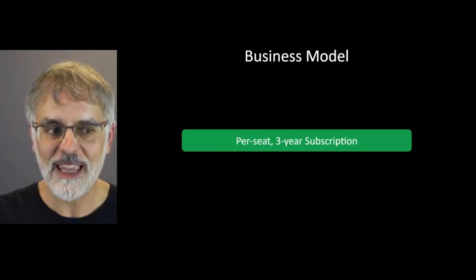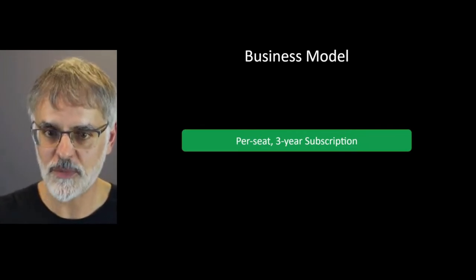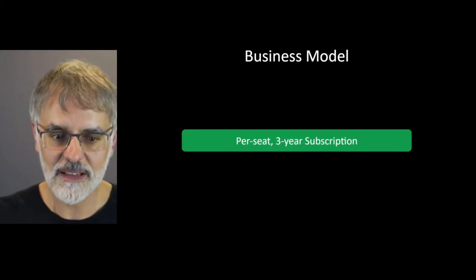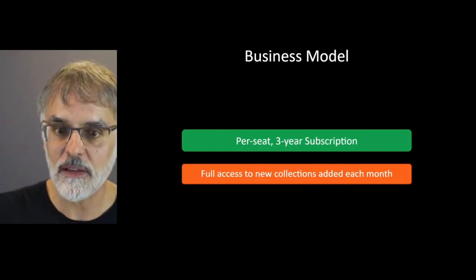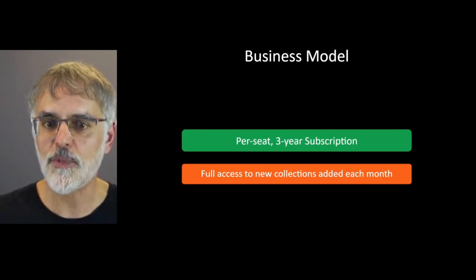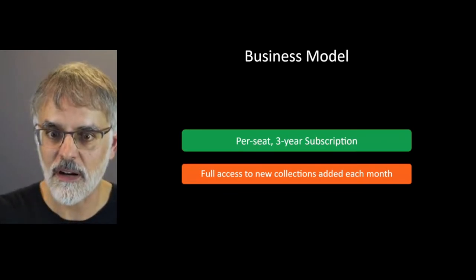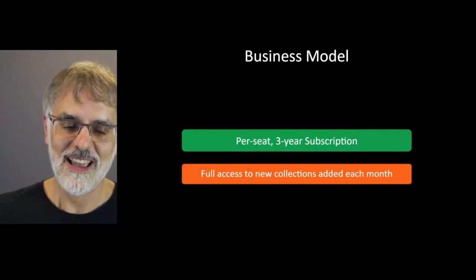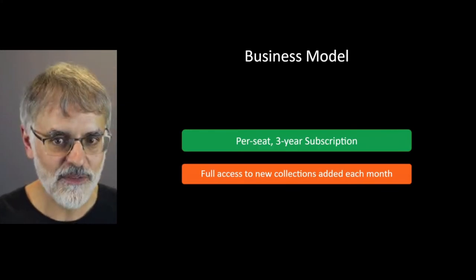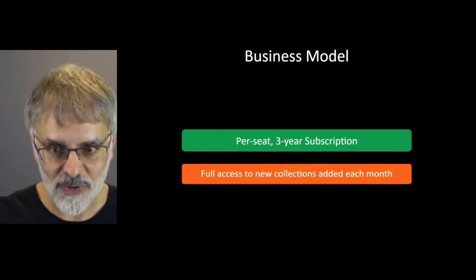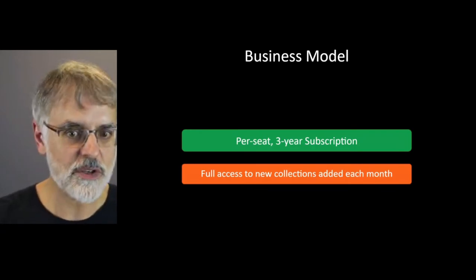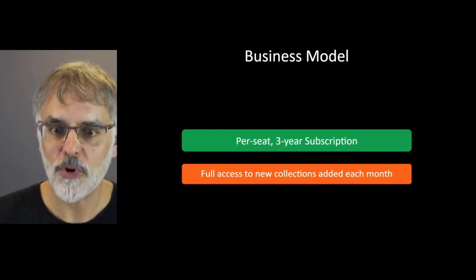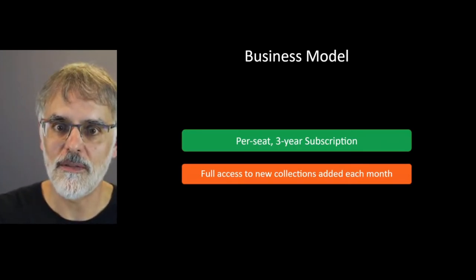Strata is a per-seat, three-year subscription model. There are more and more sound effects vendors going the subscription route, and one of the obvious reasons is it provides access to every new collection that is added to the library each month. I don't know about the other companies, but for us, we're starting at 14. We're going to have 37 in a year or less, and another set with other partners. So there's a constant stream of new collections added. The subscription model is definitely the best approach, we believe, for Strata.